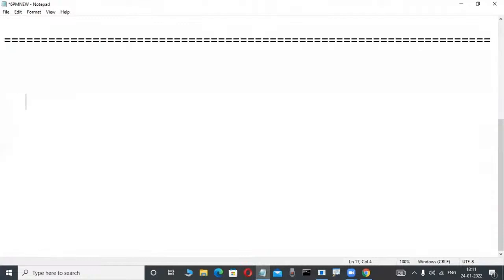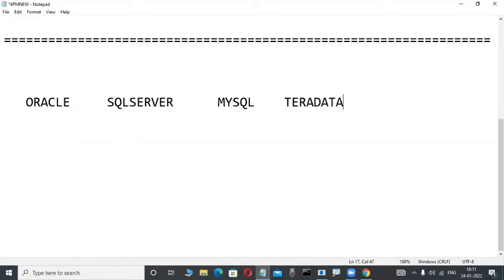Actually, now slowly observe here. This is a demo class, something I'm telling only. Oracle is a product from Oracle Corporation. SQL Server is a product from Microsoft. MySQL is an open source product, that is also now from Oracle. Teradata is a product from NCR Corporation. Sybase is a product from Ingres Software. Like this, so many products are there.